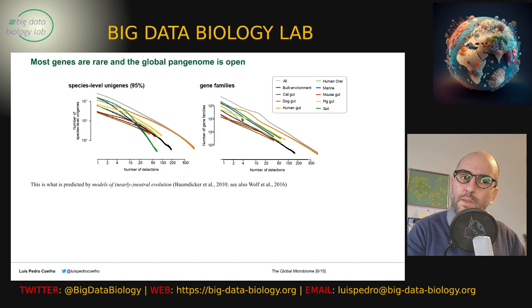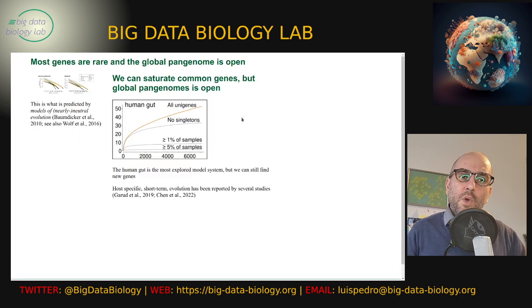The other thing that becomes apparent is that we do have these genes that we see only 1 time and 2 times. And every time we sequence a new sample, even in the human gut metagenome, and here it's the most widely explored model system for microbiome research, because we're very species centric, we've probably saturated in terms of things that are seen that are common. So genes that are seen in a majority of at least 5% or 1% of samples, we've seen them all more or less.